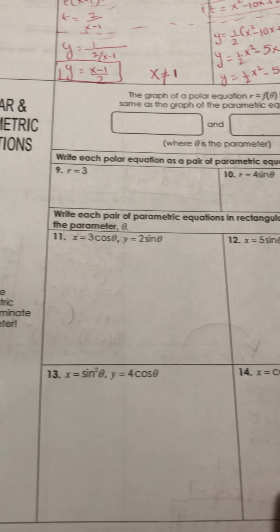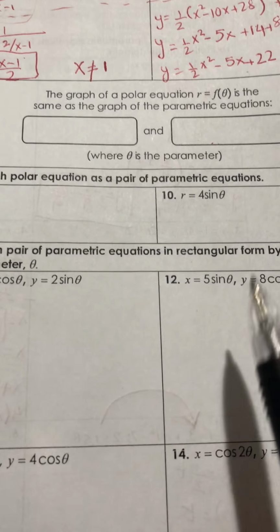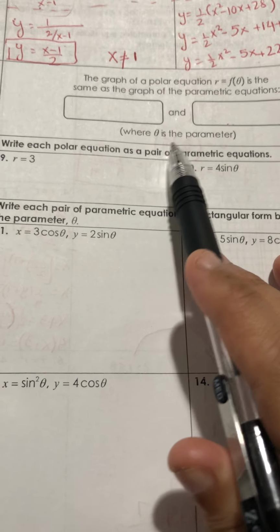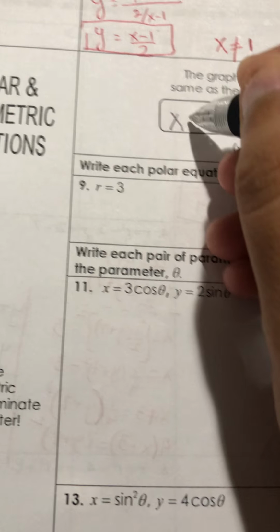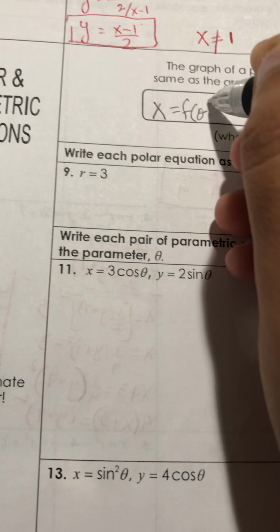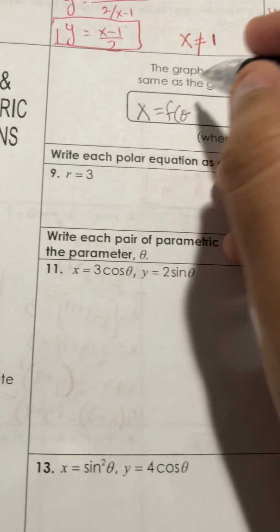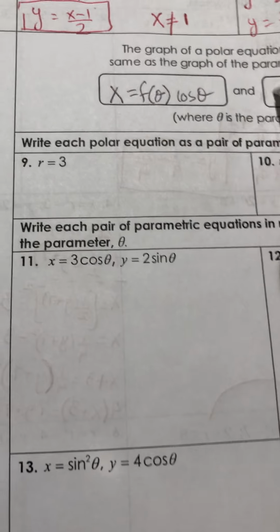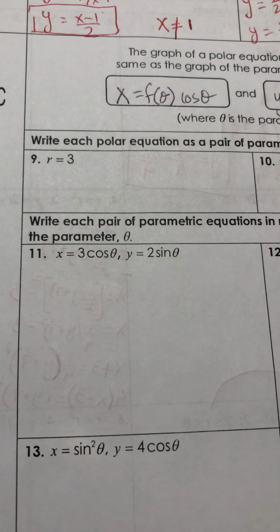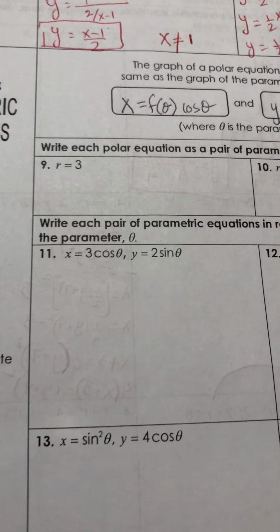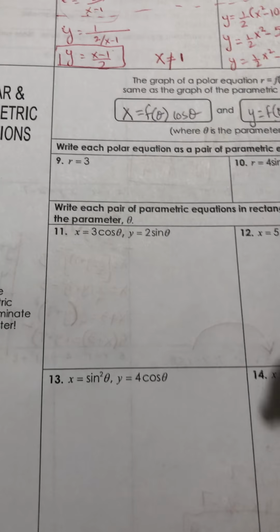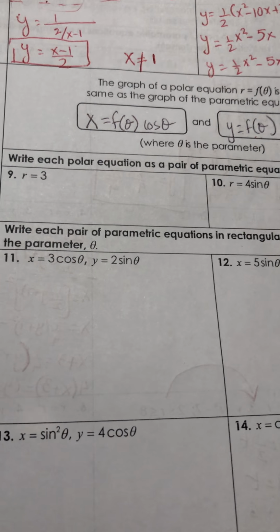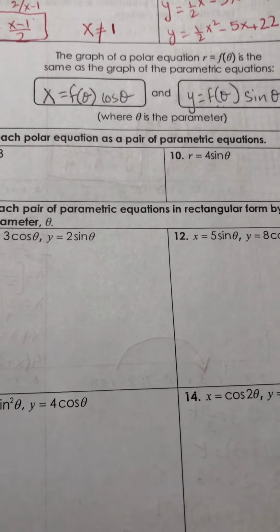So the graph of a polar equation r equals f theta is the same as the graph of the parametric equations x equals f theta cos theta and y equals f theta sine theta. If you remember from the rectangular equations and the polar equations, these are the parametric equations.